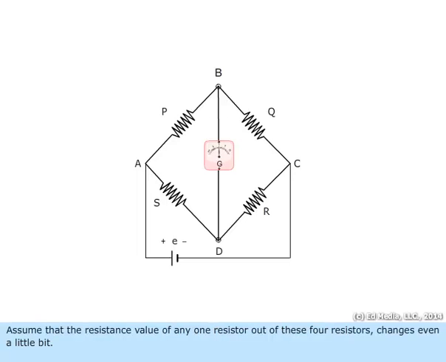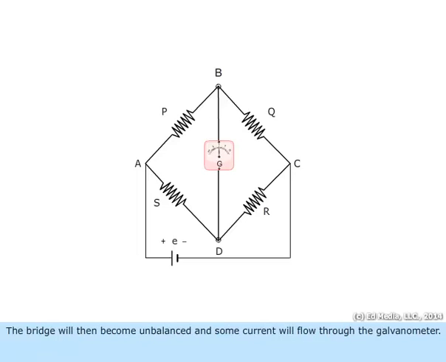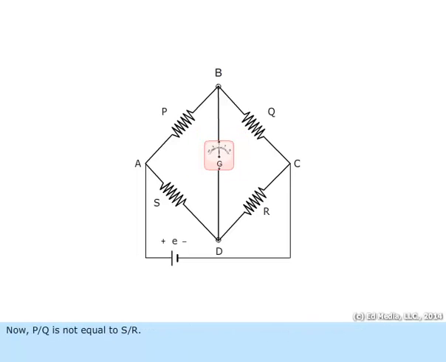Assume that the resistance value of any one resistor out of these 4 resistors changes even a little bit. The bridge will then become unbalanced and some current will flow through the galvanometer. Now, P divided by Q is not equal to S divided by R.